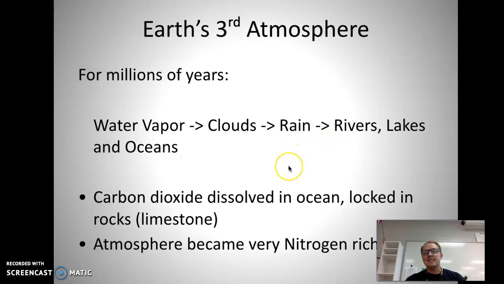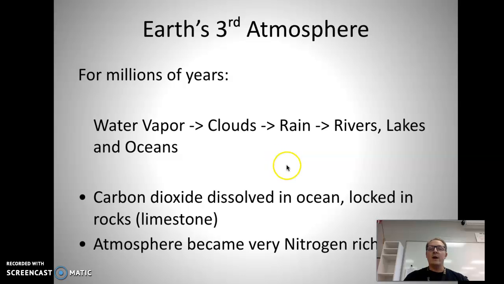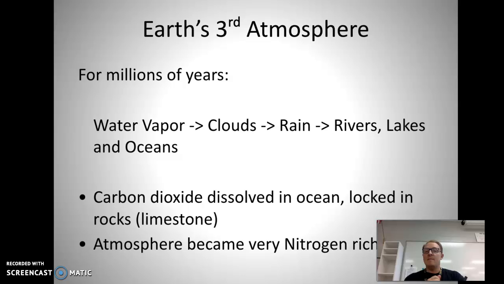Okay? As a side note, not as important, is to know that when the rain fell, it actually pulled some of the carbon dioxide out of the atmosphere and brought it down into the oceans, and it's locked in limestone rocks that were forming in the ocean at the time. So that's why carbon dioxide went from this 10% to a much lower percentage, because rain was pulling those pollutants out of the atmosphere and locking it into the ocean. And that is really when nitrogen became the big person on campus, right? It started to become the number one gas in our atmosphere.